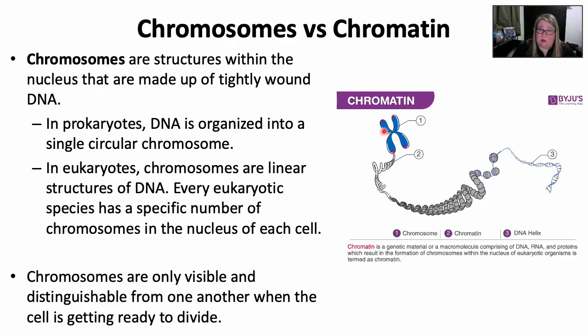So humans have 23 pairs, or 46 chromosomes in each of our cells. Other organisms can have more or less. Plants tend to have more chromosomes than humans, and things like bats can have less. But chromosomes are these supercoiled structures. We only really see chromosomes when a cell's getting ready to divide. So then we're going to see the two sets.